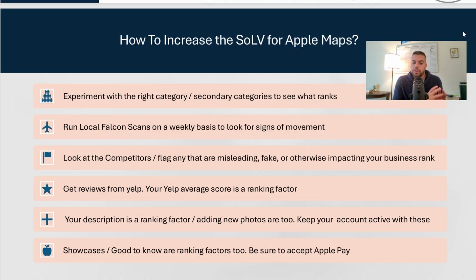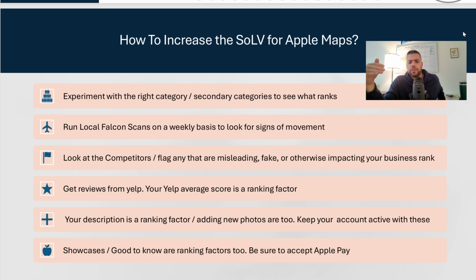Next, the description is a ranking factor, and adding new photos is as well. So you've got to keep your account active. There's no sync button from Apple into Google Business Profile, so you have to manually add the photos and your description. One tip is that if you're multi-language, you can take your existing description and translate it directly onto Apple Maps. Great way to reach a new audience.